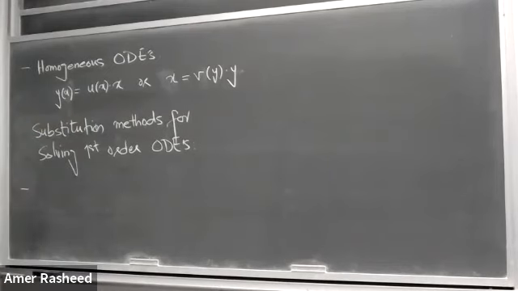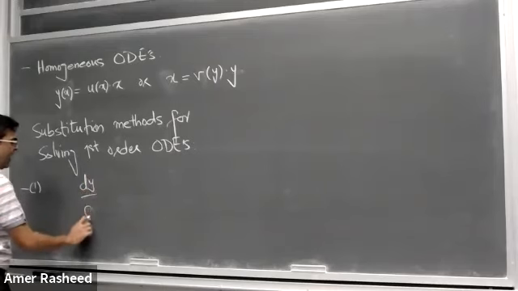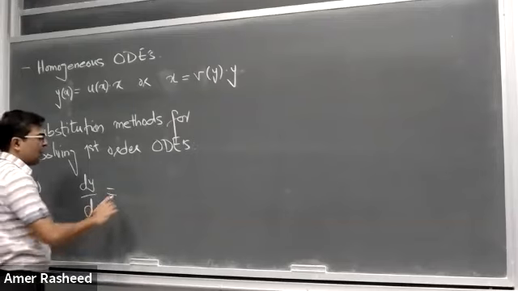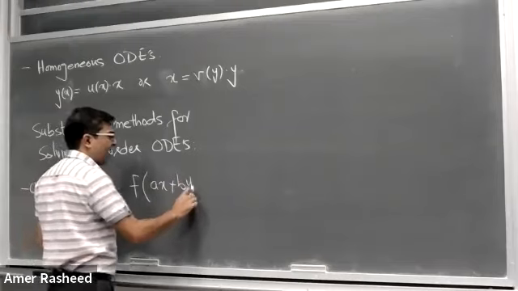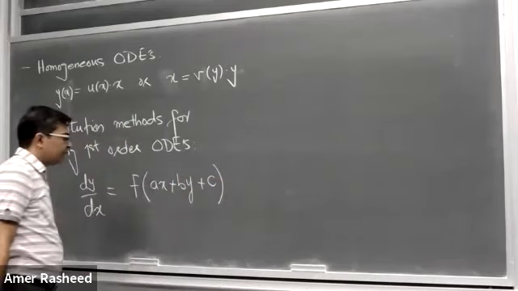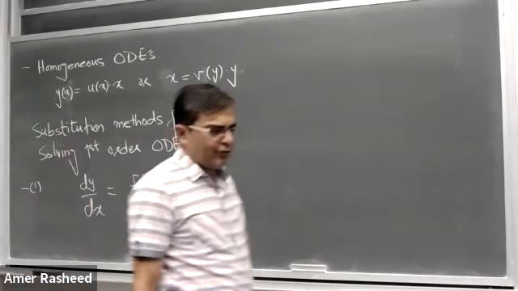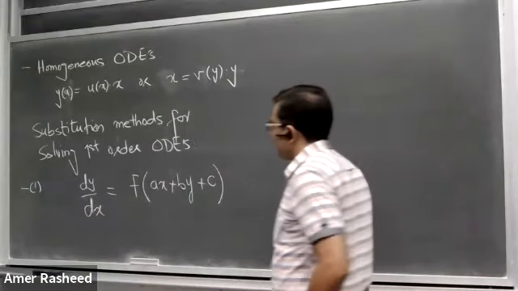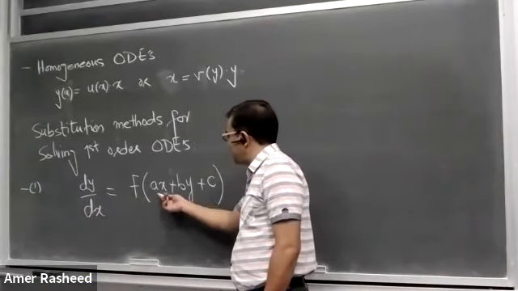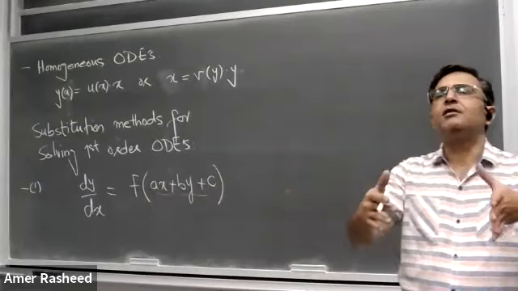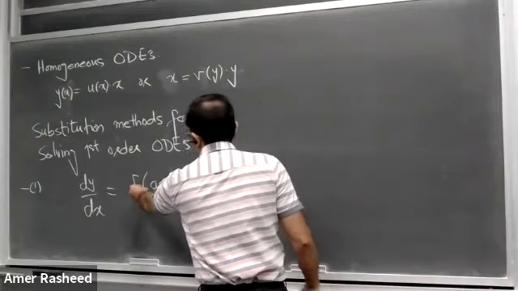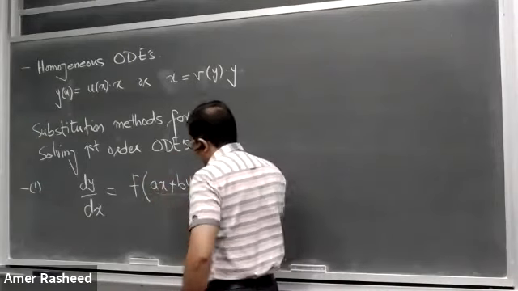Now, for category 1, if we have an equation of the form dy by dx is equal to some function of a times x plus b times y plus some constant, and the function is of this form, that is, we have this expression in the function. It is a function f of this variable.